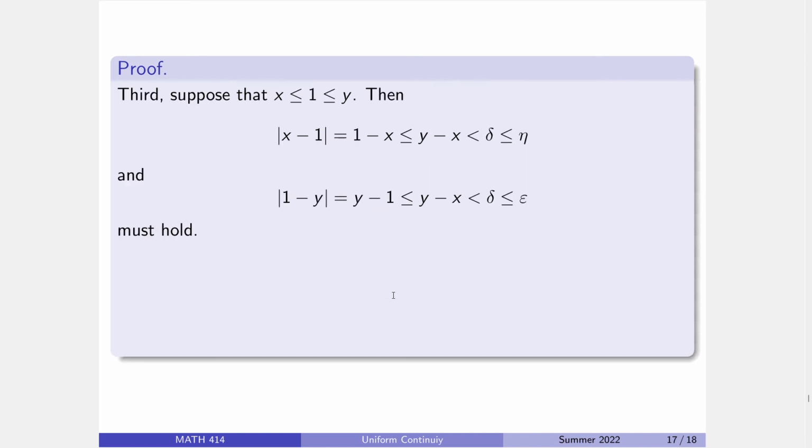And here is where I'm 99% sure Professor Dempsey got stuck. What happens if 1 is on the left and 1 is on the right? What do you do then? And here's where you got to be creative.